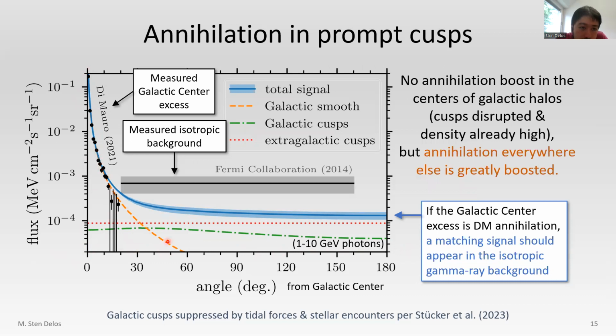So the orange dashed line here is showing the signal from the smooth galactic halo. The green is the signal from galactic prompt cusps. This dotted line is the signal from extragalactic prompt cusps, and the blue is the total. So we see that at the very center, looking toward the galactic center, the annihilation signal is dominated by the smooth halo.